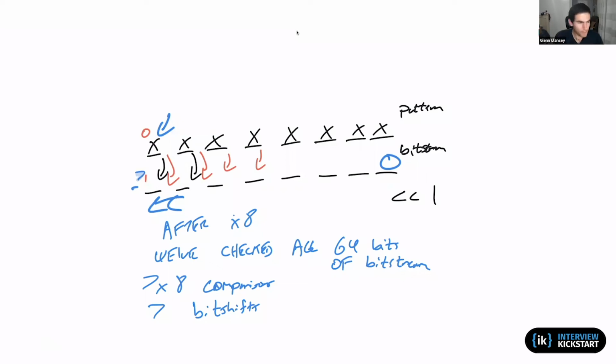So this is one potential optimization by changing both the data type of our pattern and our bit stream in a way that doesn't decrease the number of checks, but decreases the arithmetic operations associated with each check.